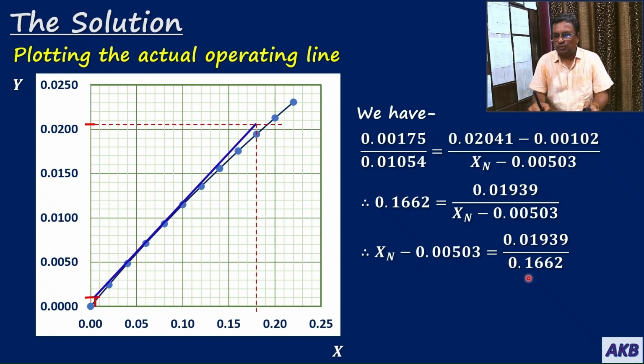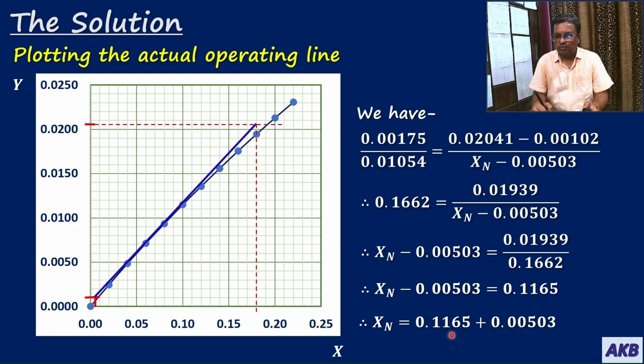0.01939 divided by 0.1662, that is XN minus 0.00503. This ratio is equal to 0.1165. That is XN is equal to 0.1165 plus 0.00503. That gives us XN as 0.12168. So now once XN is known to us, that is the X coordinate of the upper end of the actual operating line, now it is known to us.